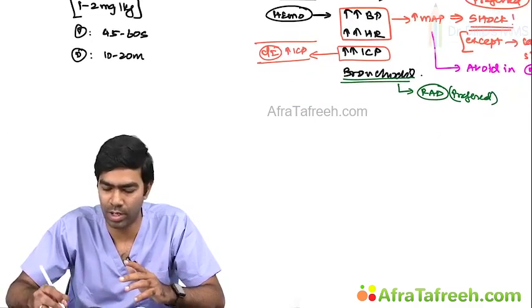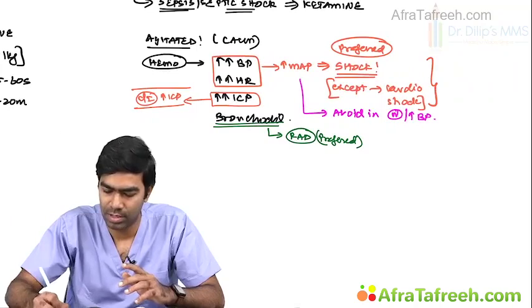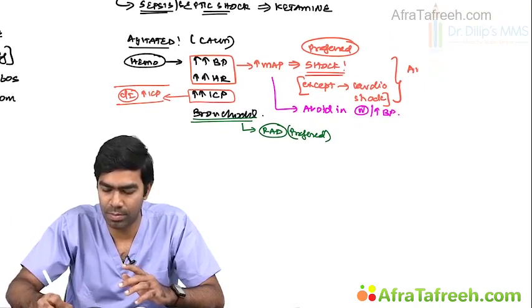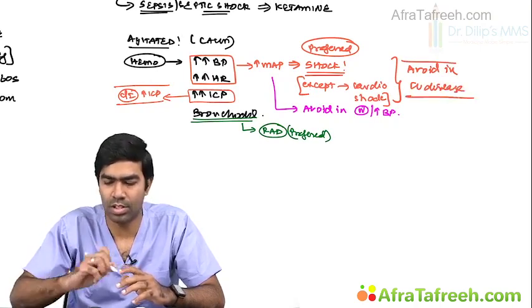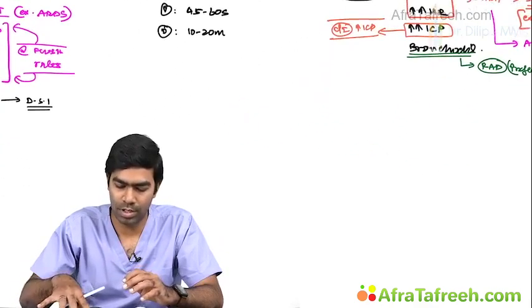At the same time, please avoid ketamine in cardiovascular disease as well, for the same reason, that it raises the BP and the heart rate. Avoid in patients with cardiovascular disease. That's the reason we avoid this in cardiogenic shock as well. Clear? So these are some of the important points about ketamine that you have to know.